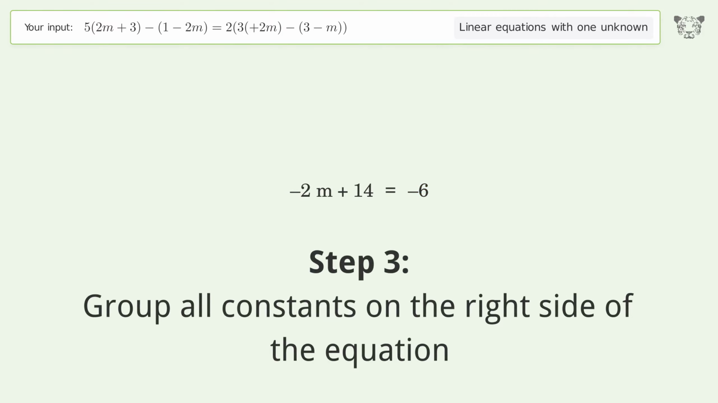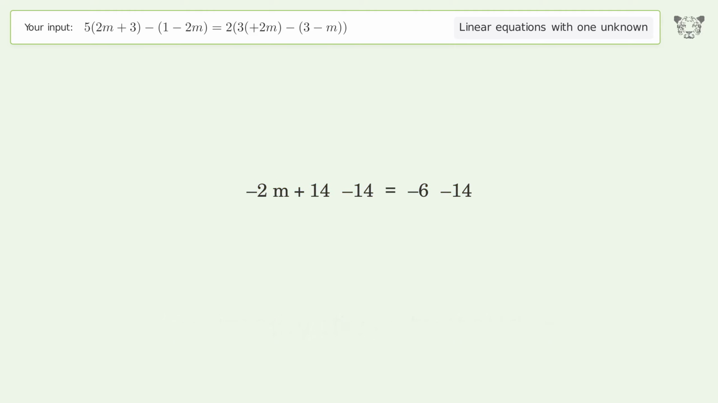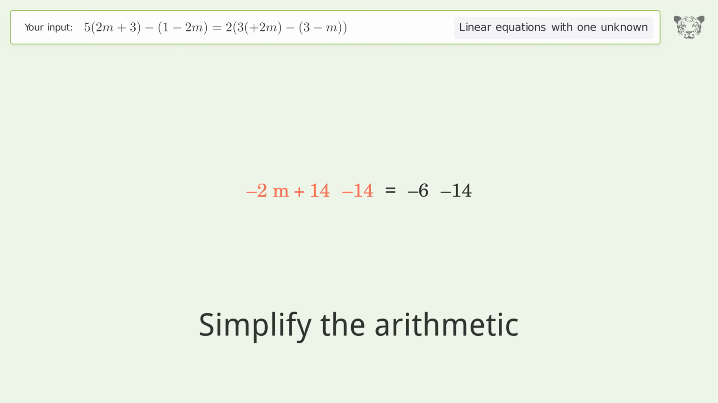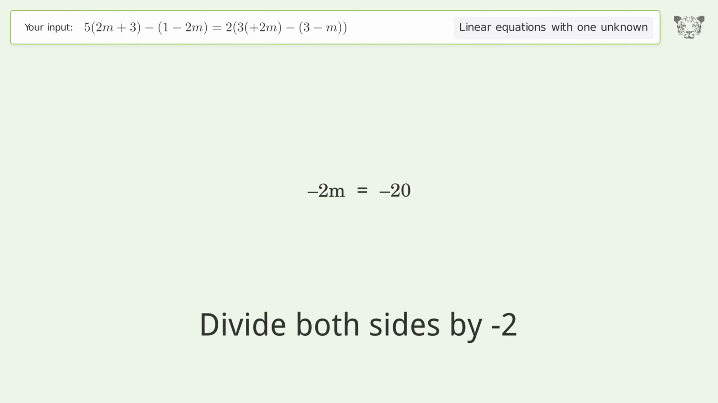Group all constants on the right side of the equation. Subtract 14 from both sides. Simplify the arithmetic. Isolate the m. Divide both sides by -2.